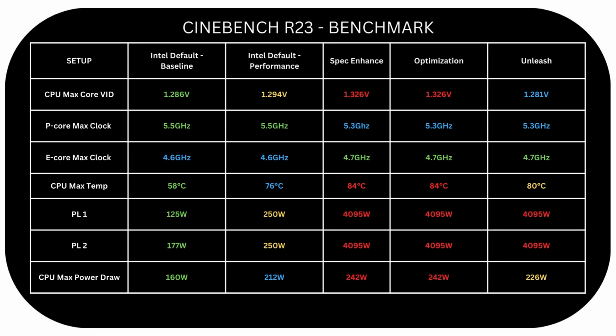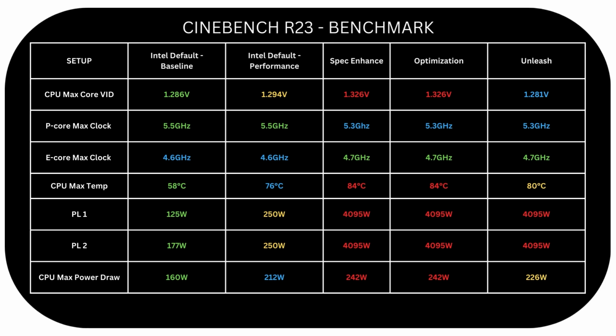Finally, during this test, our CPU max power draw for cores is 160 watt for Intel default baseline, 212 for Intel default performance, and 242 for both spec enhance and optimization. And finally, 226 for unleash mode.